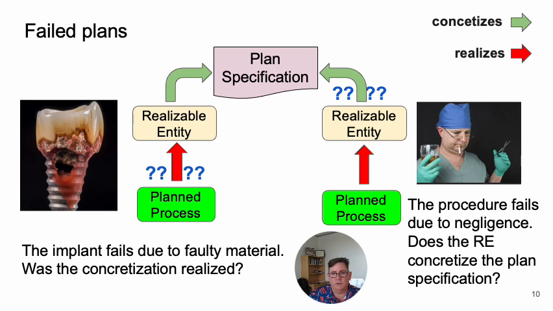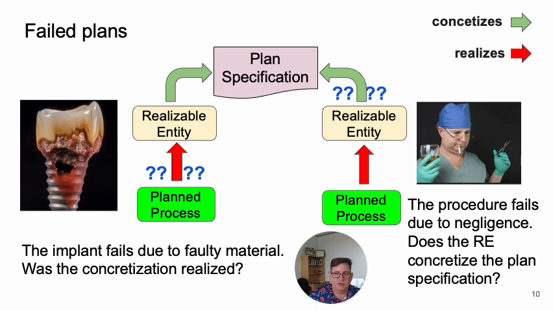When we consider failure within the framework of the RC account, either the failure was due to a fault in realizing the concretization, or the failure was due to an issue with the realizable concretization itself. For example, suppose a dentist successfully performs the actions necessary for restoring a tooth, but the material is defective. Was the realizable concretization realized? On the other hand, suppose the dentist is intoxicated and forgets to perform some critical steps. Does the dentist's intention to perform a tooth restoration concretize the plan specification for performing the restoration?